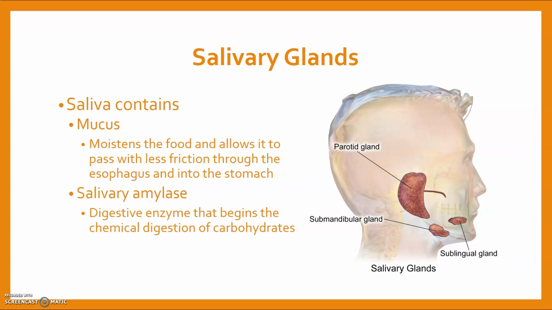And salivary amylase is a digestive enzyme, and this is important because it begins the chemical digestion of carbohydrates. So if you eat a piece of bread, then salivary amylase is going to start to break that bread down.